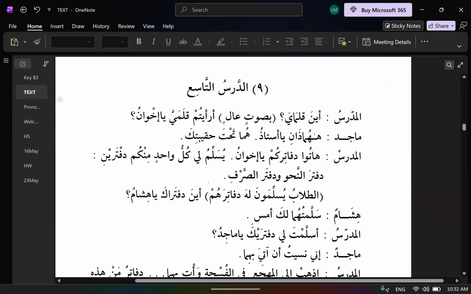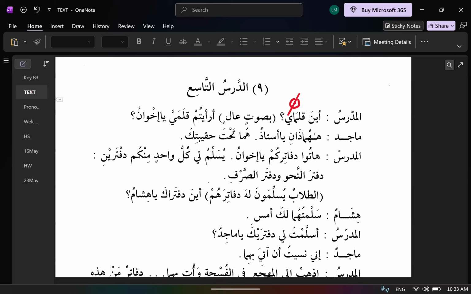So the teacher says, Aina kalamaya. Where are how many pens? 2 pens. Kalamani became kalamaya, right? The noon got dropped. So wherever noon is dropped, we will take notice of that. So the teacher says, Aina kalamaya, where are my 2 pens?